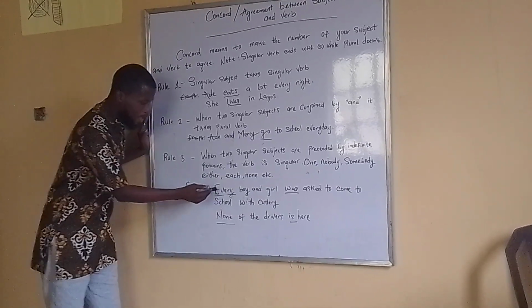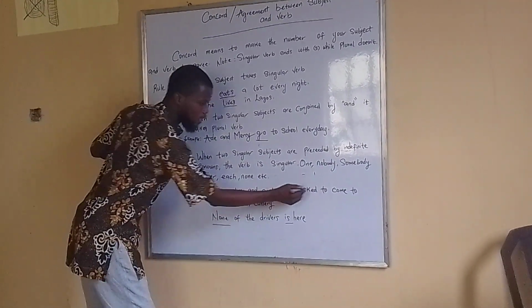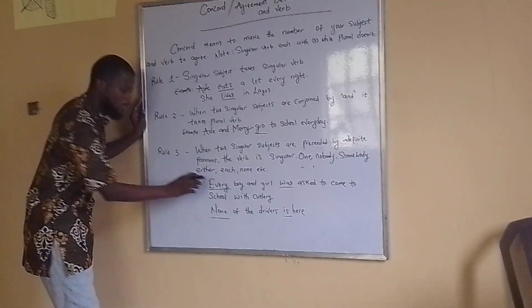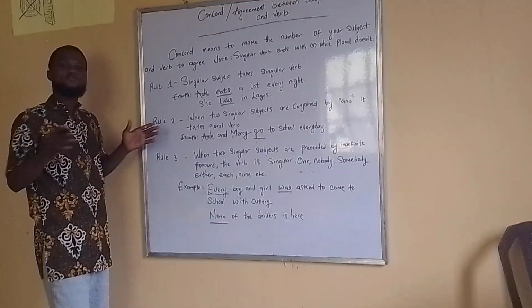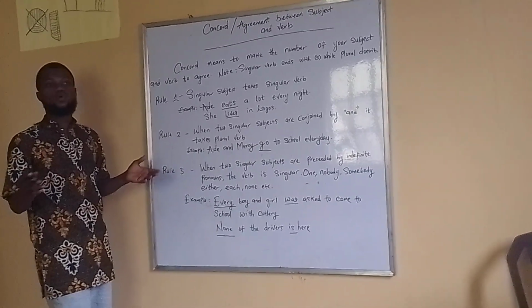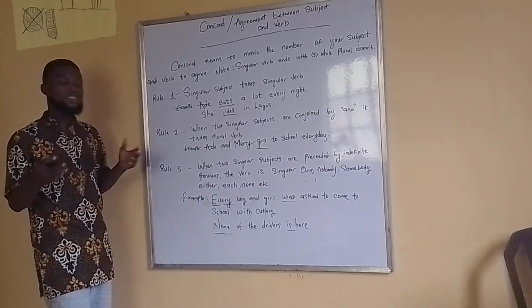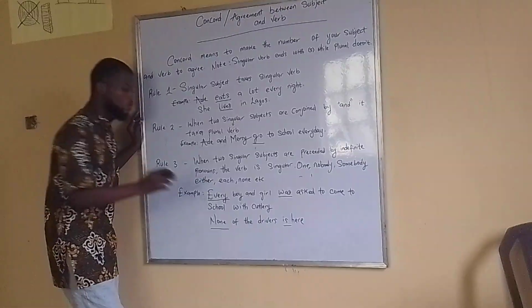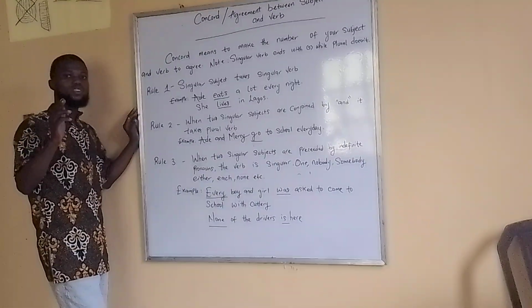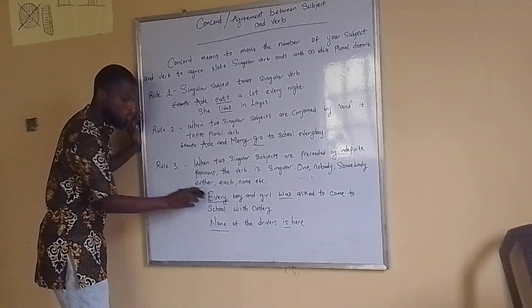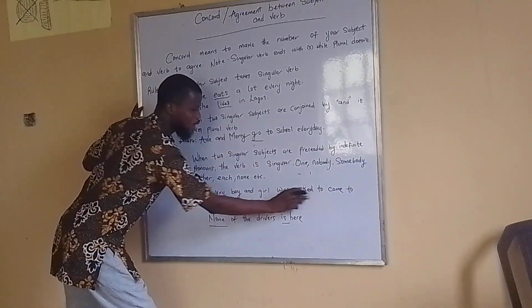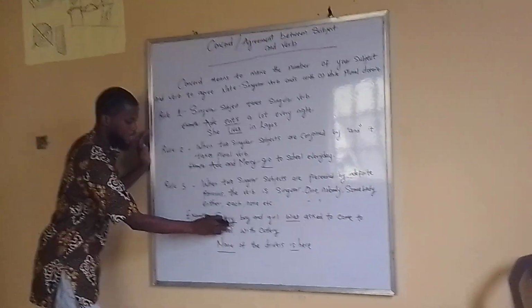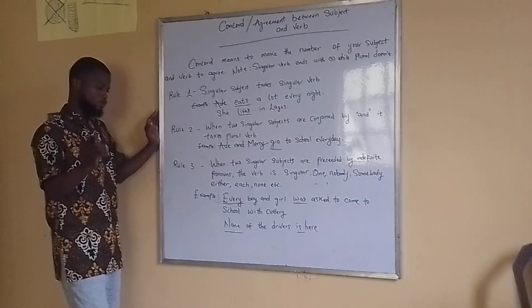Now, example, every boy and girl was asked to come to school with cutlery. Every is talking about the fact that we have an indefinite pronoun. We don't know the number of boys and the number of girls. So it is indefinite. So we have to use was. Using were here would be grammatically incorrect because we can't say every boy and girl were asked to come to school with cutlery. It has to be was because every is an indefinite pronoun.